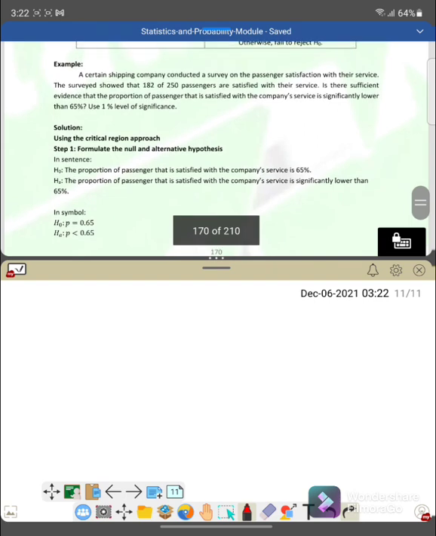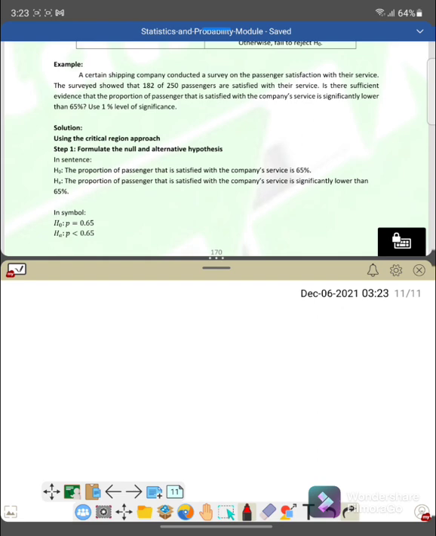Okay, now, for example, a certain shipping company conducted a survey on passenger satisfaction with their service. The survey shows that 182 of 250 are satisfied with their service. Is there sufficient evidence that the population proportion of passengers that are satisfied with the company's service is significantly lower than 65%? Use 1% level of significance.